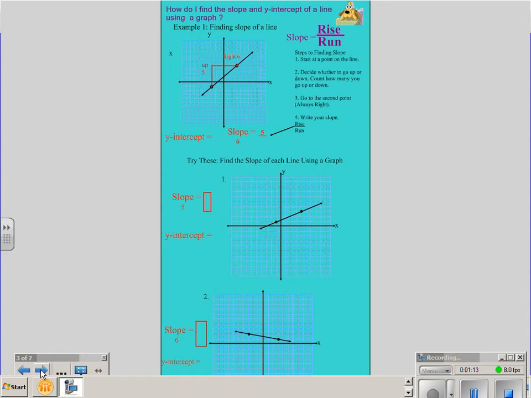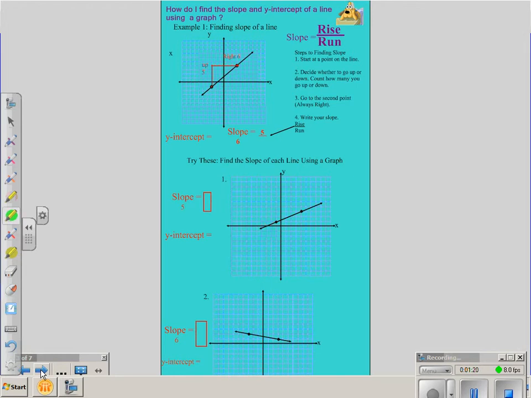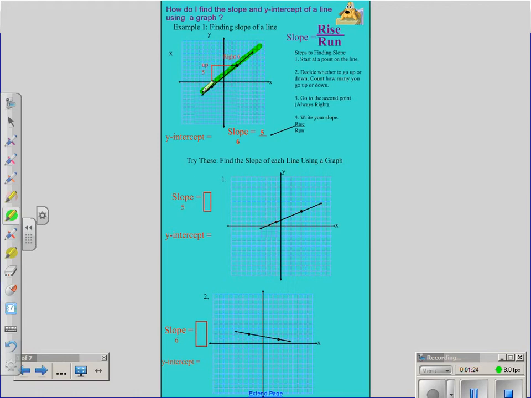So in this first example, we see a line. I see a line that happens to be a positive line. In other words, it's going up. So that is a positive slope, and we're going to count from this point to this point. In order to get there, the first thing we're going to do is count how many places I go up. So I went up 1, 2, 3, 4, 5, and then I went over a total of 1, 2, 3, 4, 5, 6.